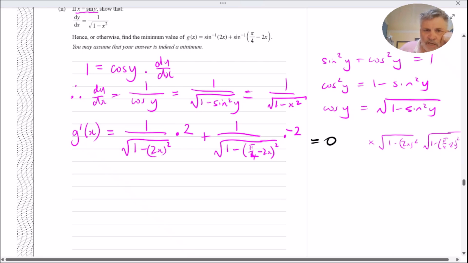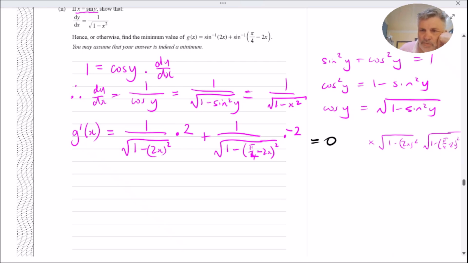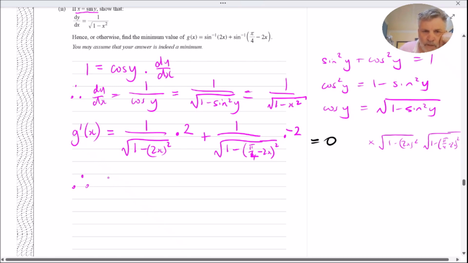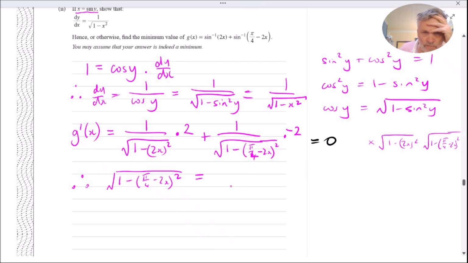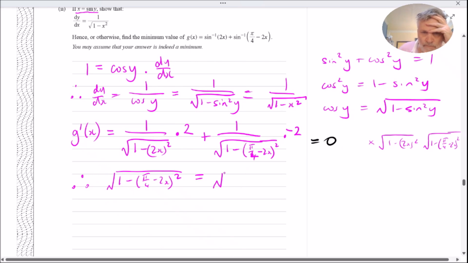One of these terms is going to cancel over here. One of them is going to cancel here. And we will get, so therefore, this one will become the square root of 1 minus pi over 4 minus 2x all squared. This has got a minus sign. Let's shift it on to the other side as well. So this one, that multiplying by this is going to cancel. Multiplying by this will give us a contribution. So 1 minus 2x squared.